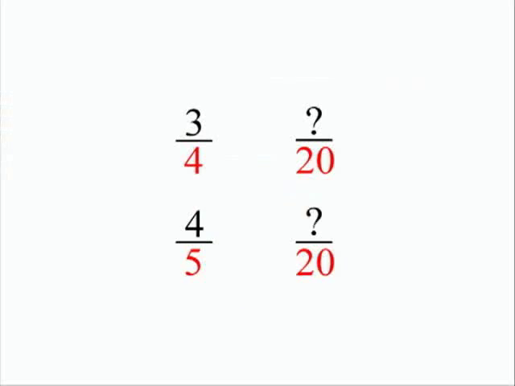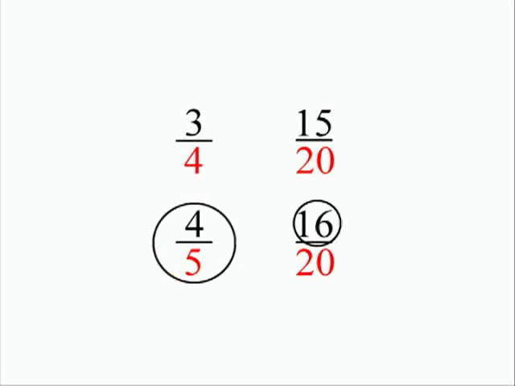I certainly do. If you're going to raise 3/4 to 20ths, you have to figure out what you multiplied the denominator by to change the numerator by the same multiplier. You had to multiply 4 by 5 to get 20, so you must multiply 3 by 5 also to get 15. In the lower fraction, you had to multiply 5 by 4 to get 20. So the numerator is 4 times 4, or 16. Now we just compare the numerators of the raised fractions to see which one is larger. 16 is larger than 15, so our original fraction, 4/5, is larger than 3/4.